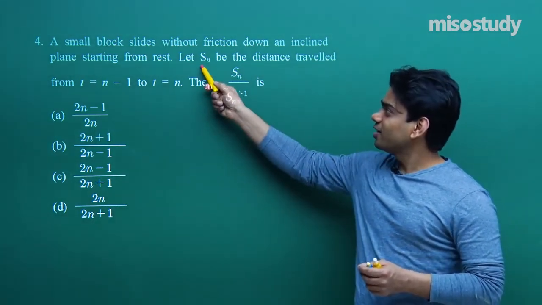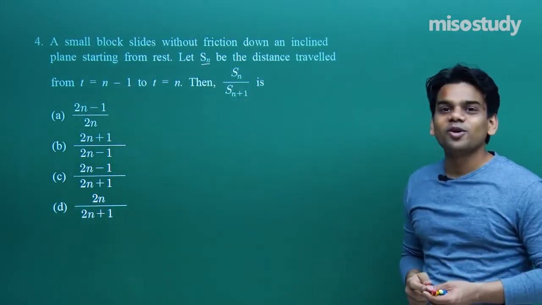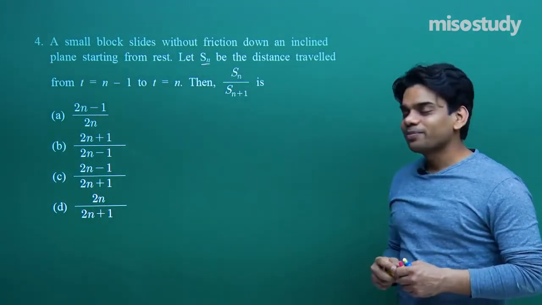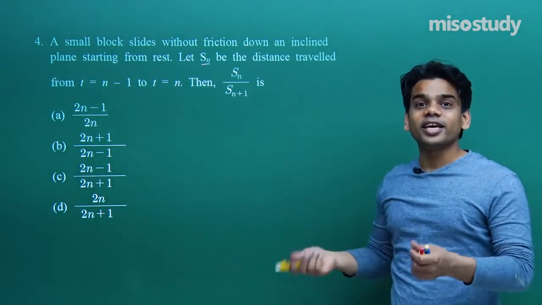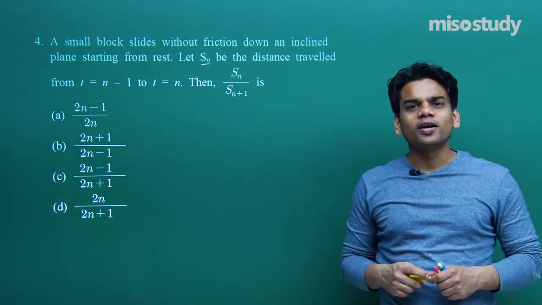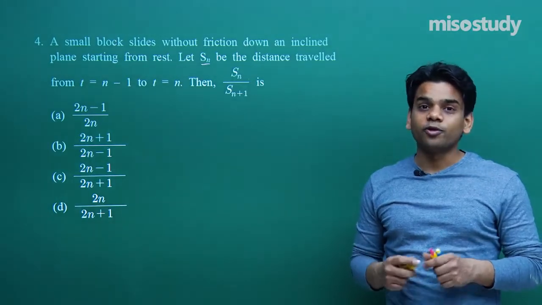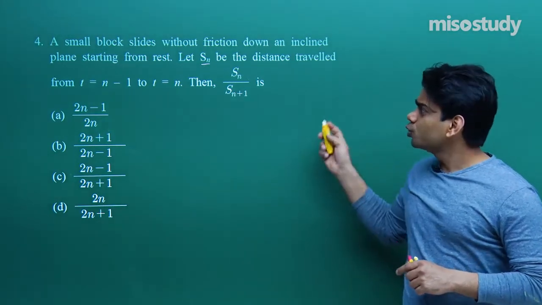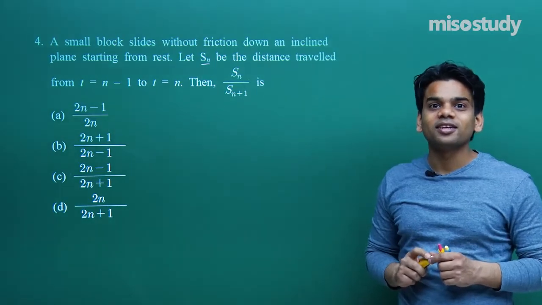This is distance traveled in nth second, given as Sn, because the distance traveled is from t equals n minus 1 to t equals n. Then Sn upon Sn plus 1 is the distance traveled in nth second and the distance traveled in n plus 1th second. I believe that you are remembering the formula for distance traveled in nth second. And if suppose you forget, then you have to derive the formula instantly in the examination. So I'm going to derive a formula for you so that you can remember how distance traveled in nth second turns out to be.